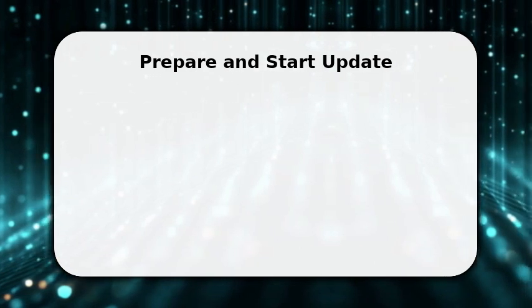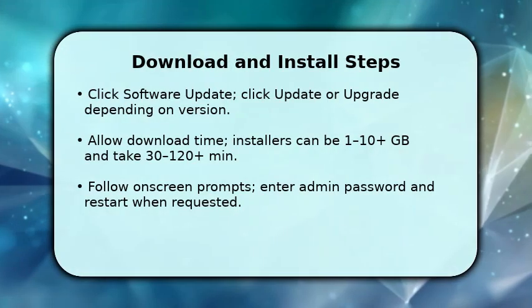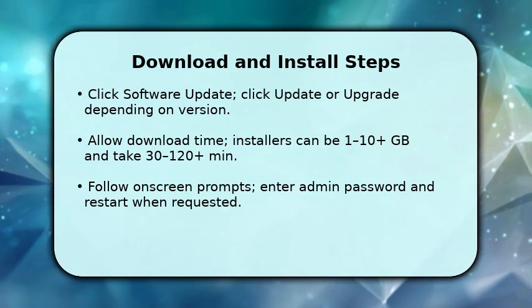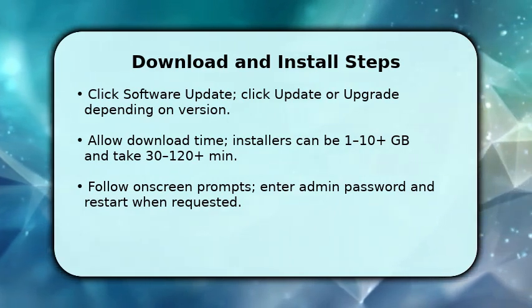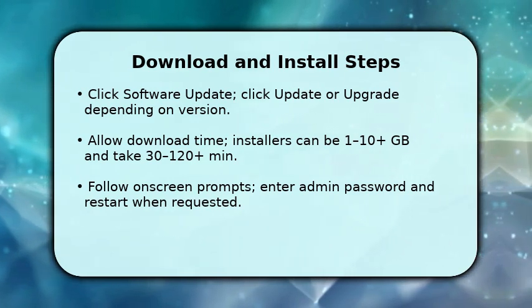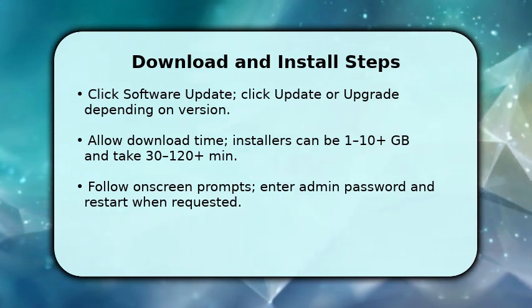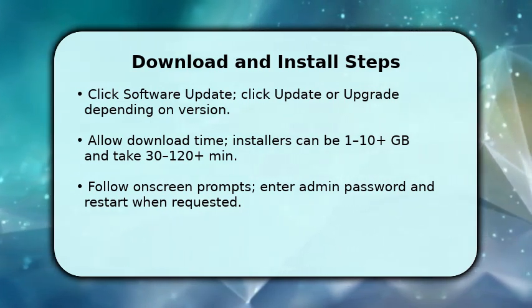Now, open System Settings or System Preferences to find Software Update and start the download immediately. You'll monitor the download and handle permissions next. Click Software Update and choose Update or Upgrade. The installer may download several gigabytes, so expect 30 to 120 minutes depending on speed. While downloading, avoid heavy network use and let the Mac stay awake.